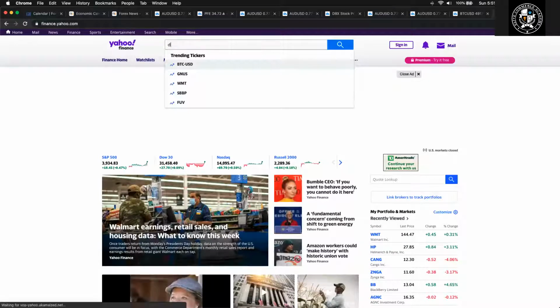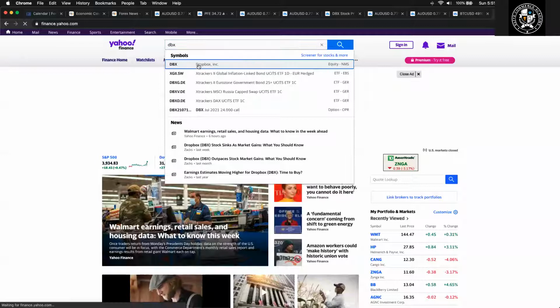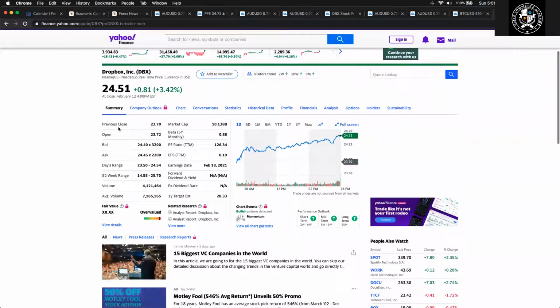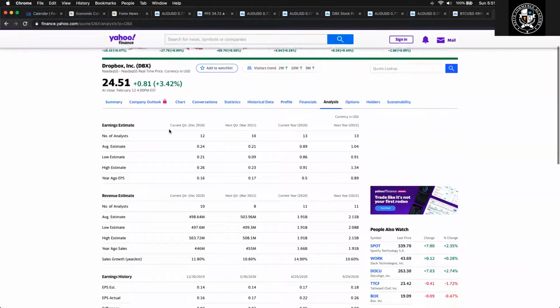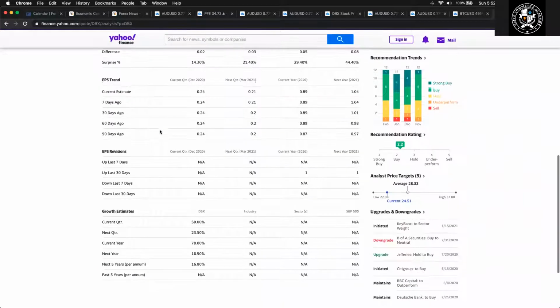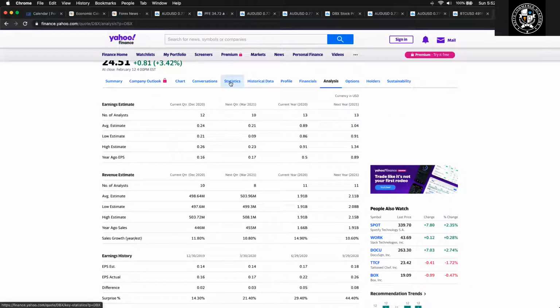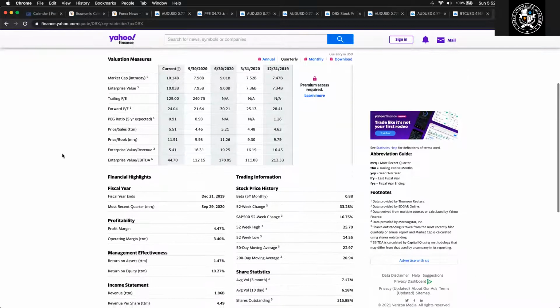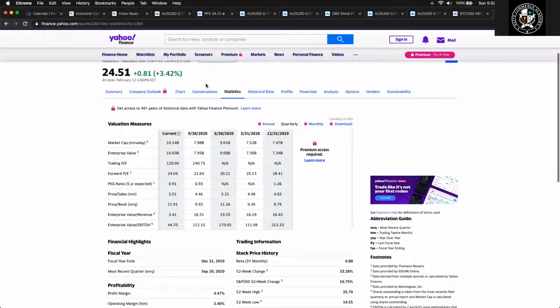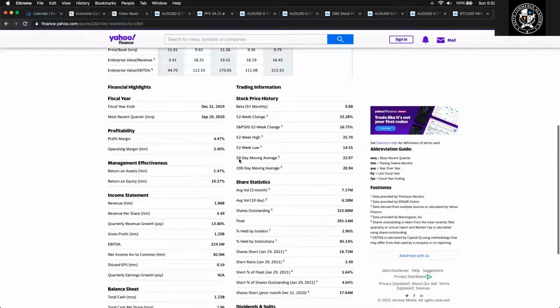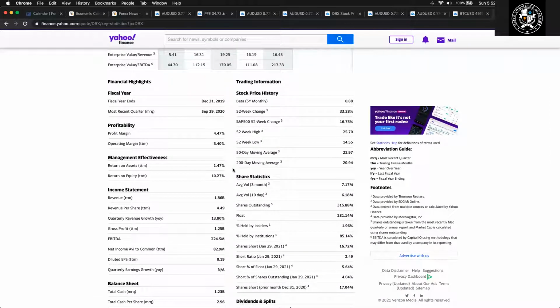I was looking at DBX, Dropbox. It'll tell you if you go to analysis. It usually will tell you, maybe not on analysis. The statistics, profile, financials, maybe statistics. Yeah, so if you go to statistics, it'll tell you what the 50 moving average price is here, 200-day moving average here. So everybody uses this stuff.